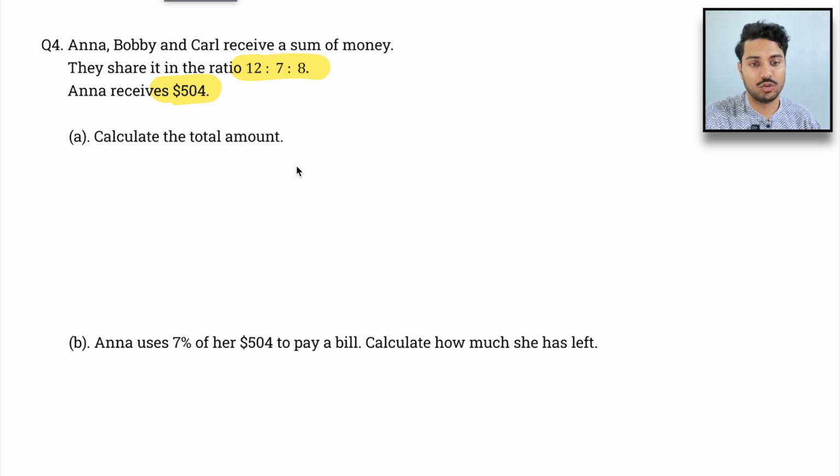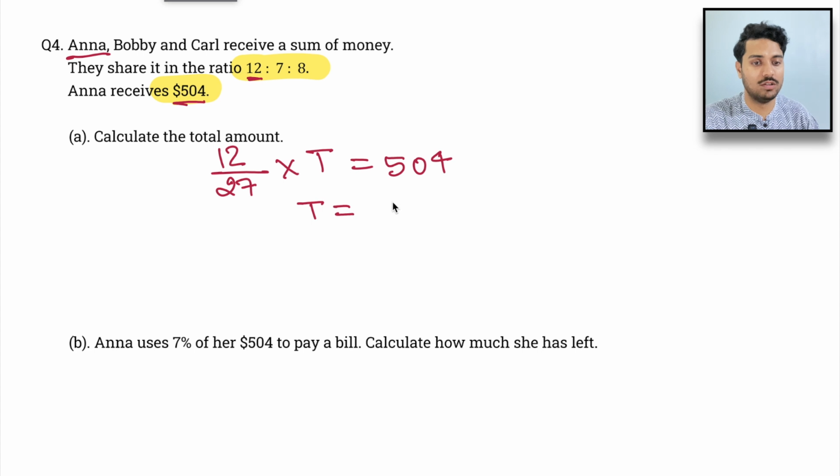So we have to calculate the total amount. What's the portion for Anna? Anna receives 504. It's 12 portions or 12 parts. So 12 parts out of how many? The total is 12 plus 7 plus 8, so that is 27. So 12 out of 27 of the total is equal to 504. We have to find the total. So total is 504 multiplied by 27 divided by 12.